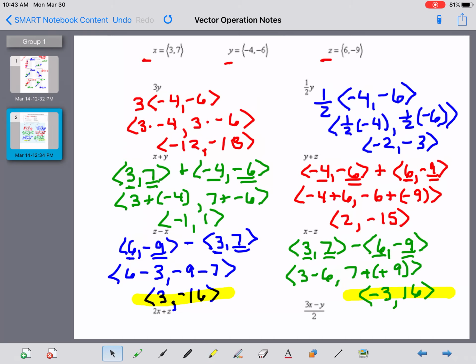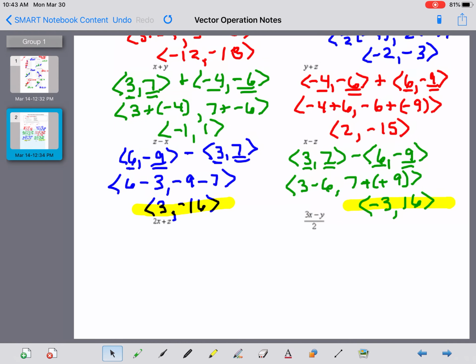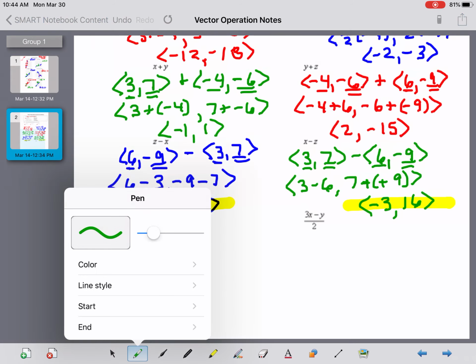So let's move our paper up here. And you'll notice I'm mixing all kinds of things here. I've got a scalar with an addition, some division going on here. So let's work and practice through these. All right, changing my pen color.